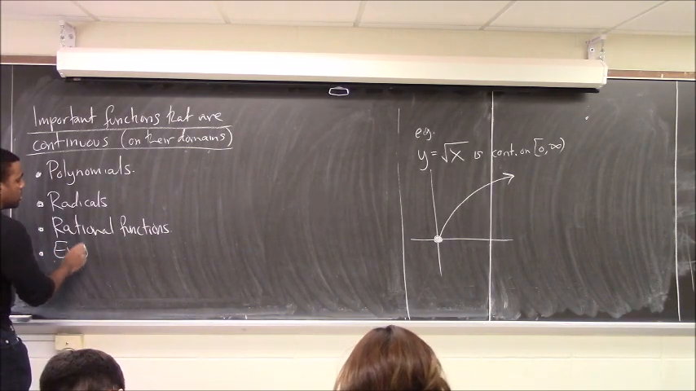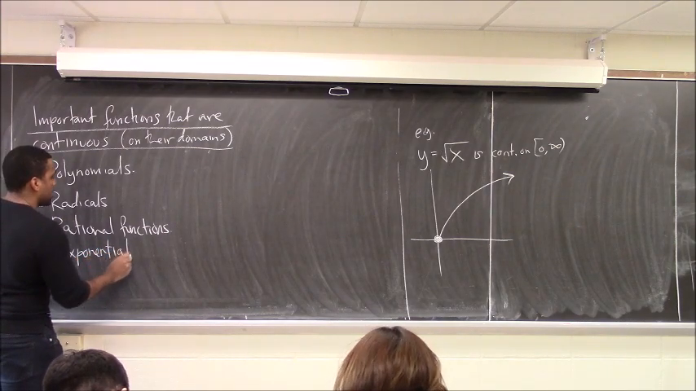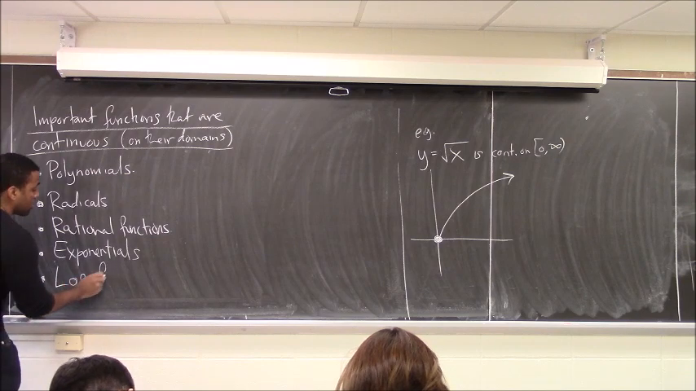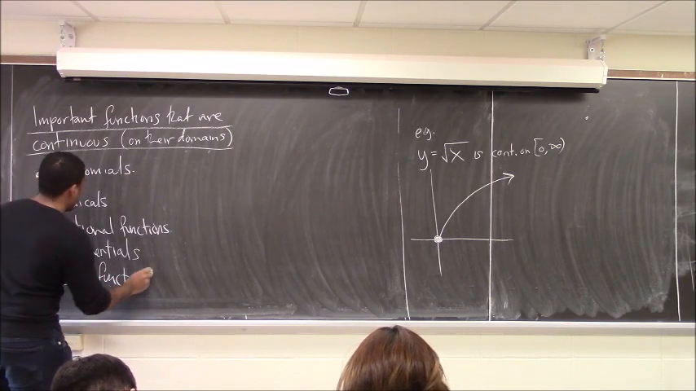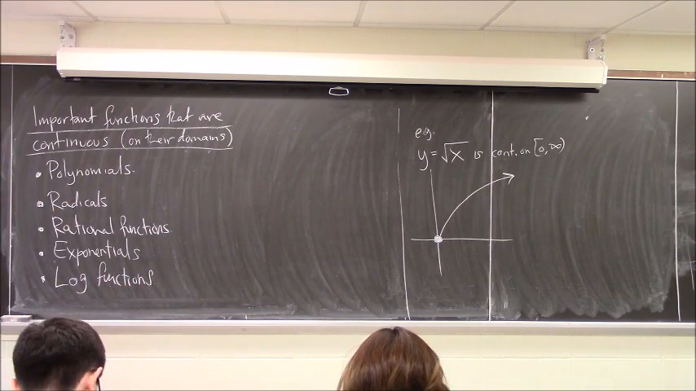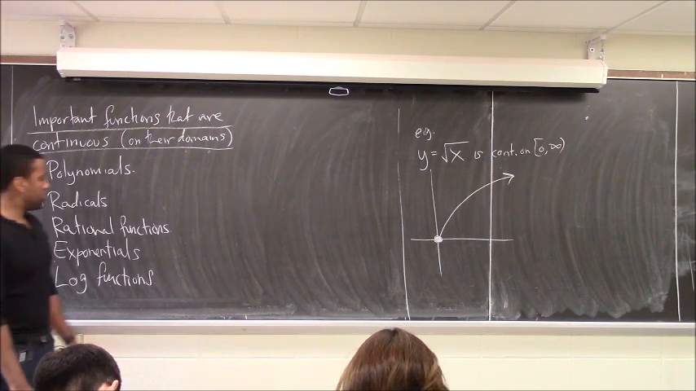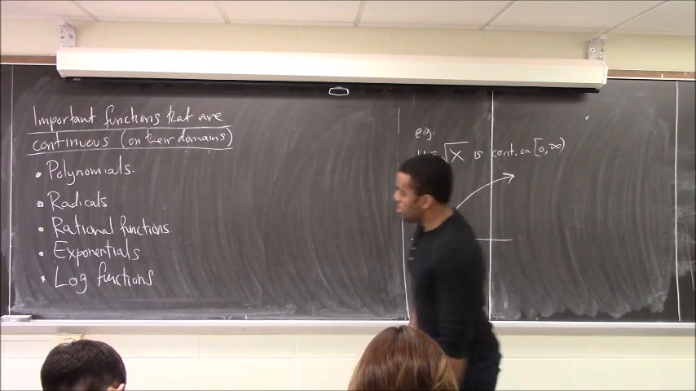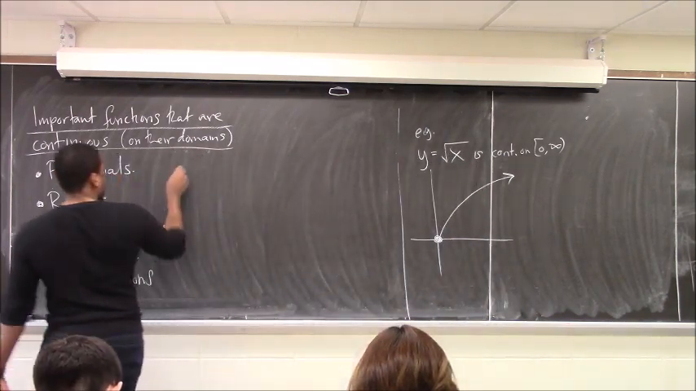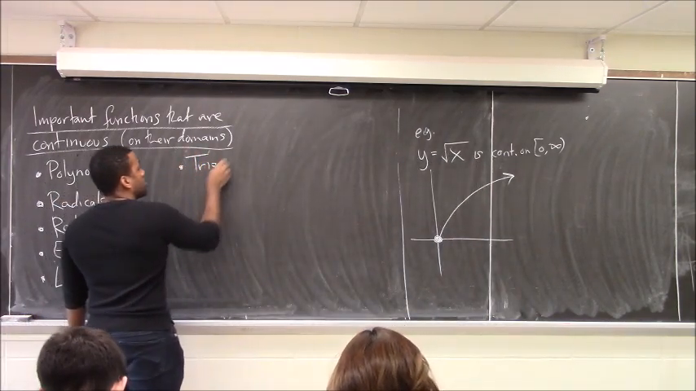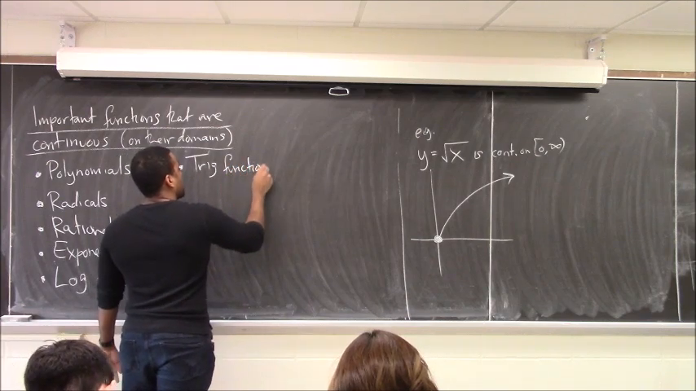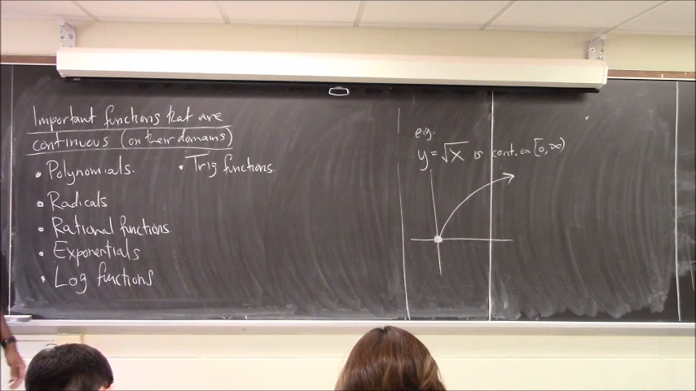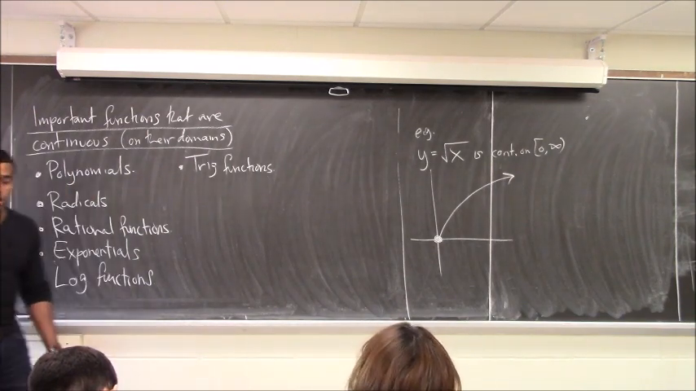Exponential functions, which we covered at the beginning of this class, are continuous on their domain. So are logarithmic functions. Polynomials, radicals, rationals, exponentials, logs, trig functions: sine, cosine, tangent, cotangent, cosecant, secant. These functions are all continuous on their domain.